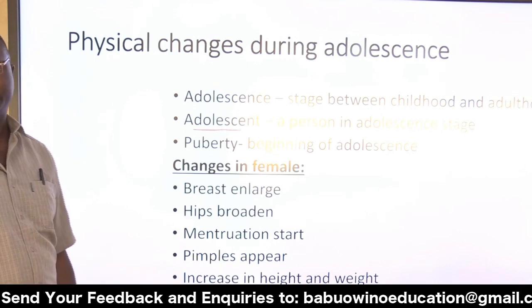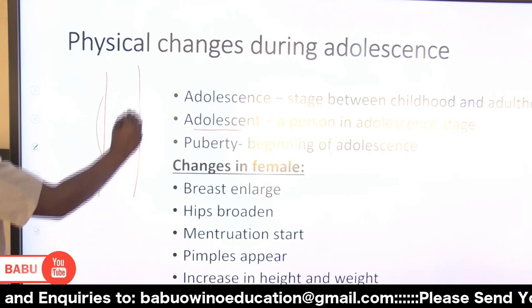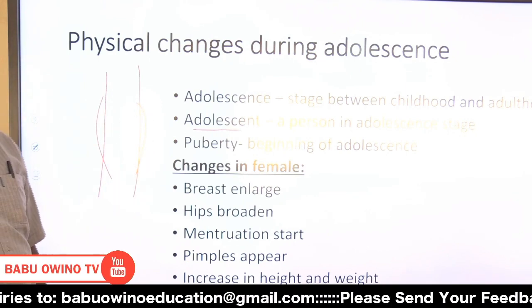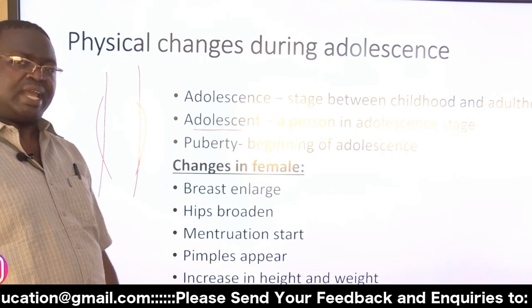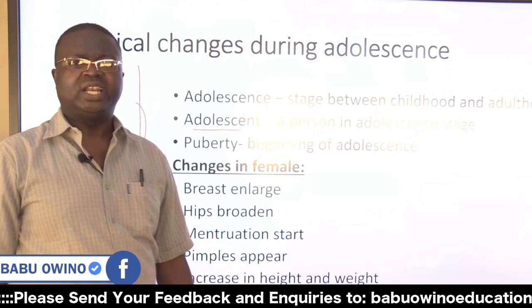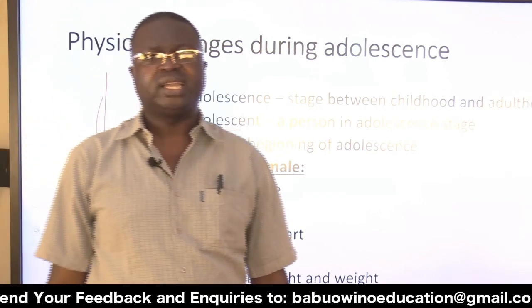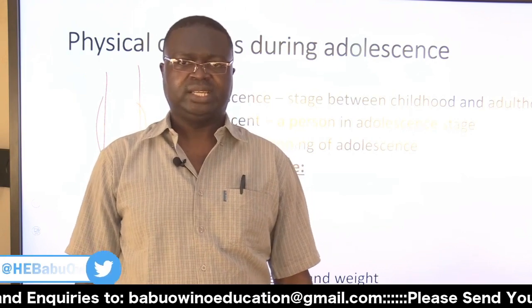2, the hips broaden. Even those who are straight like this start developing some curves in the hips. So when I say hips broaden, don't say boys, that is for girls. Then menstruation starts. Usually, when girls reach adolescence, there is flow of blood which comes once every 28 days.